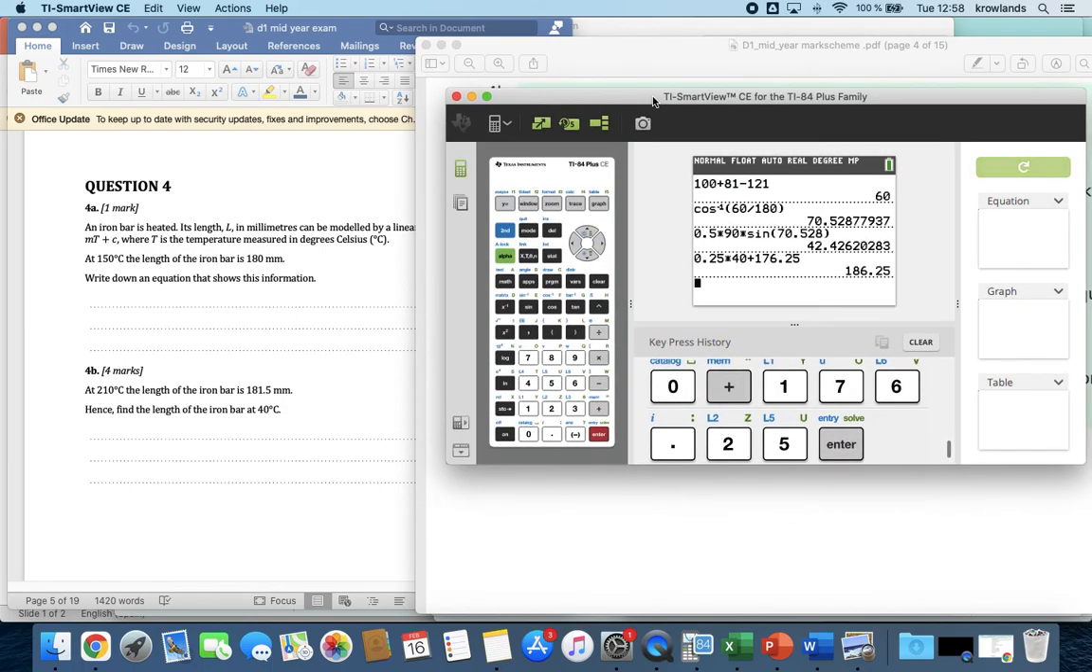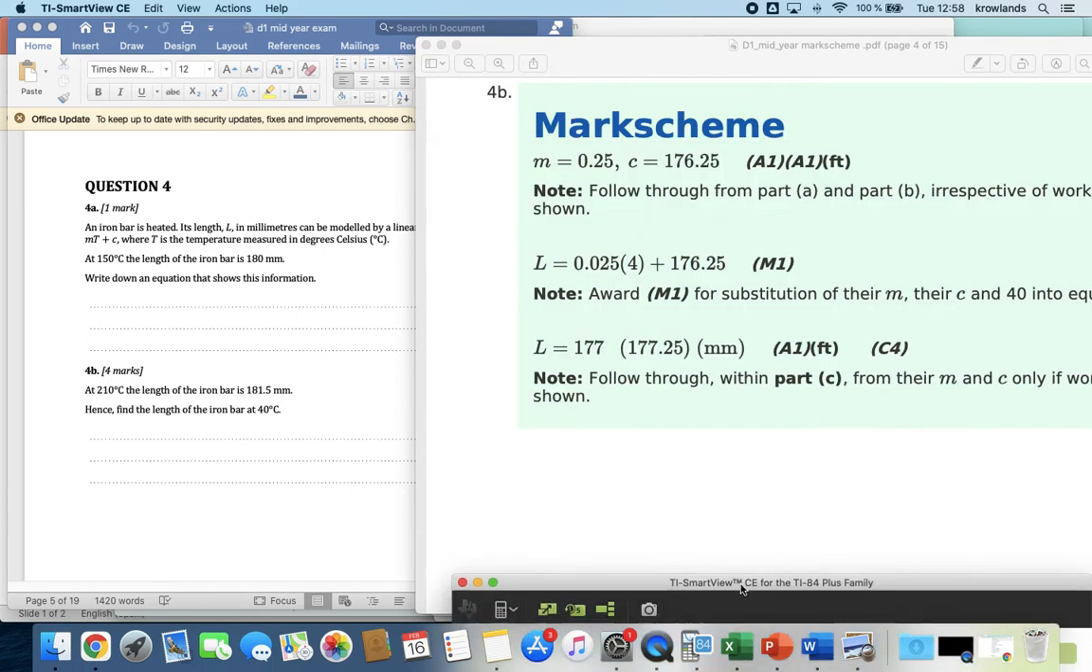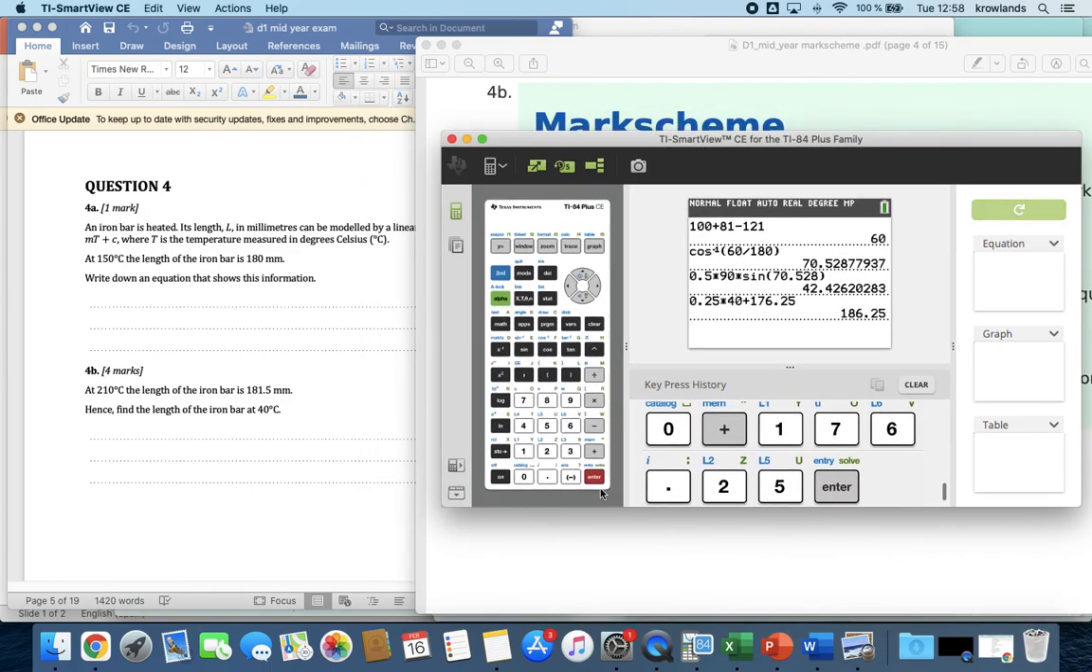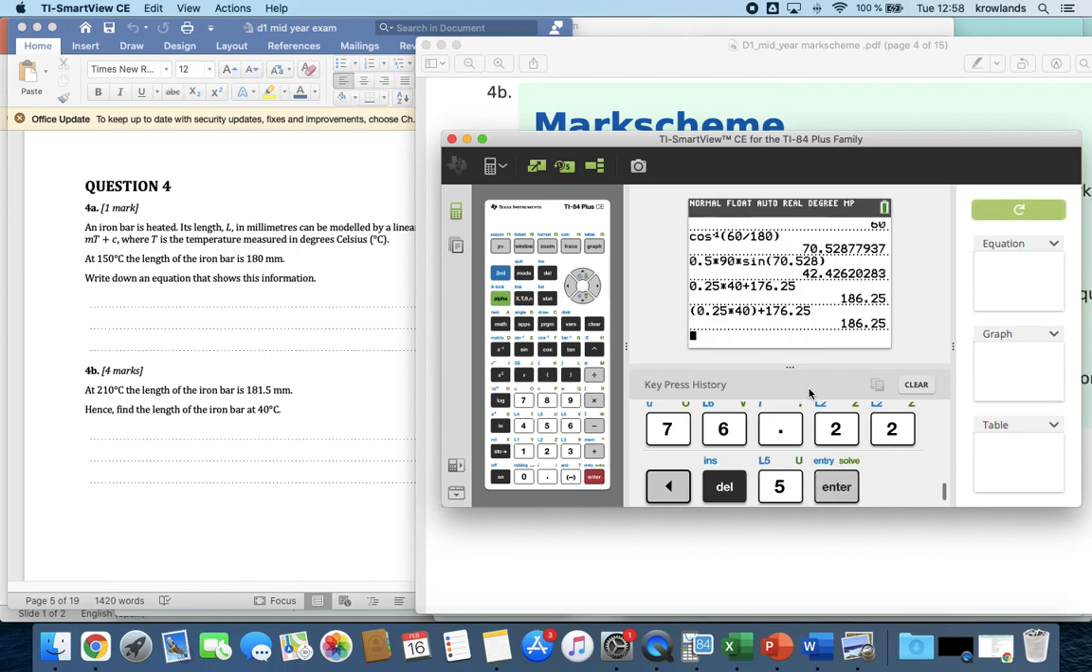I think it would have been better if I put this into brackets. So we're going to get 0.25 times 40 plus 176.25, and you can see that our answer is the same because it has applied BODMAS, it's done the multiplication first.